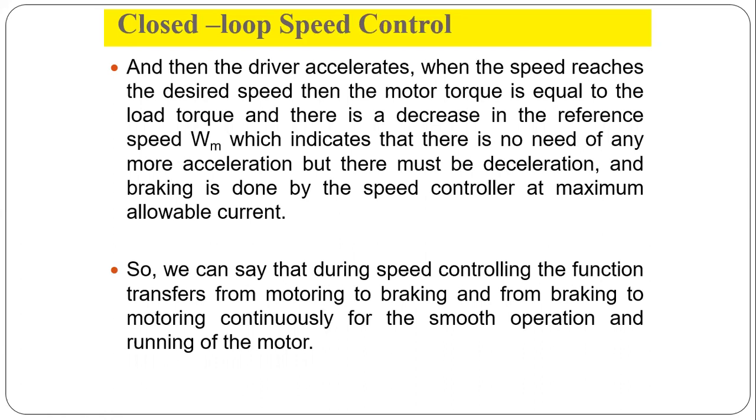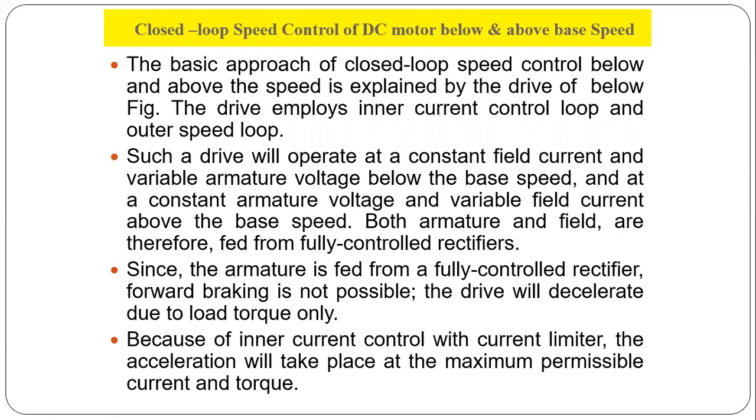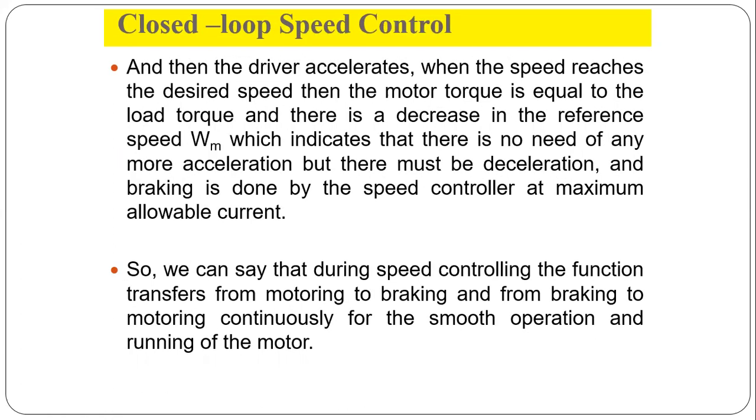So we can say that during speed control, the function transfers from motoring to braking and from braking to motoring continuously for smooth operation and running of the motor. Okay, so this is all about the concept of the closed loop control system.